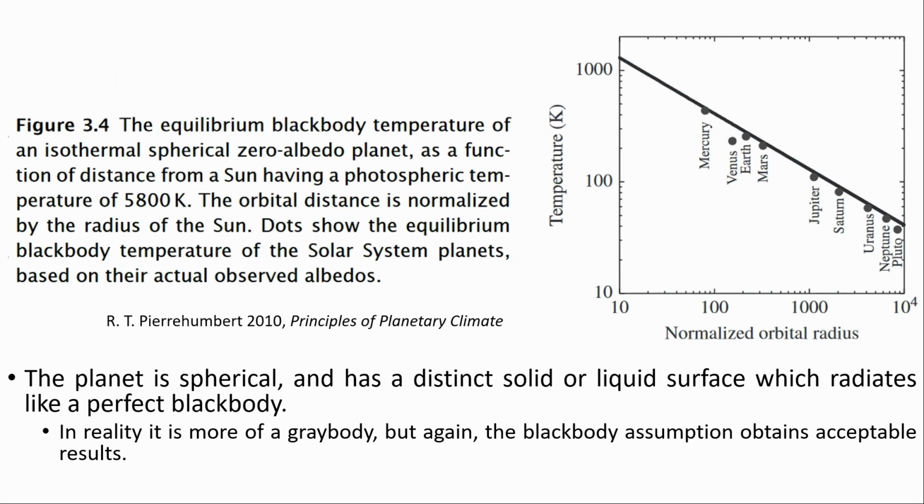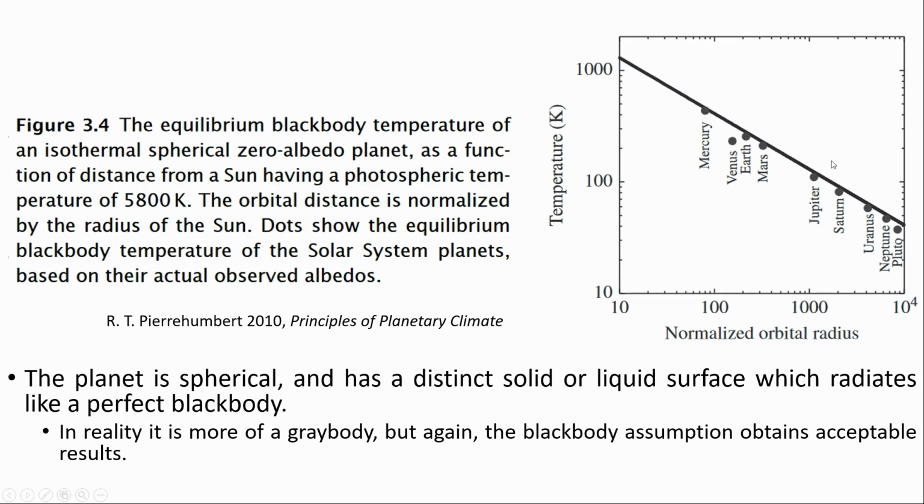And we can see here that this is a decent assumption because we see on this line here what the temperature would be if we had zero albedo. So we see the temperature on the y-axis. This normalized orbital radius is just how far away from the sun it is. But we can see here that most of these lie quite close to this line.